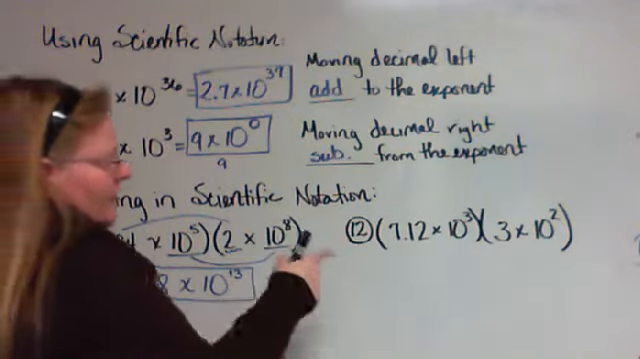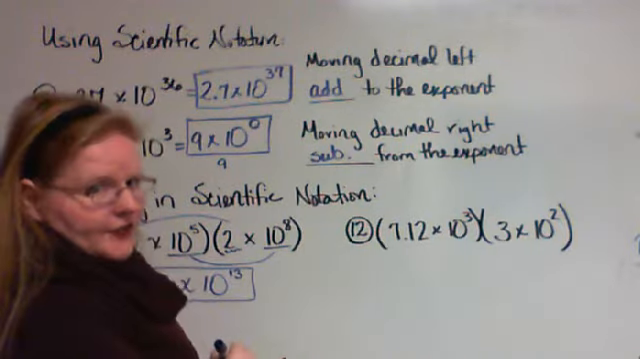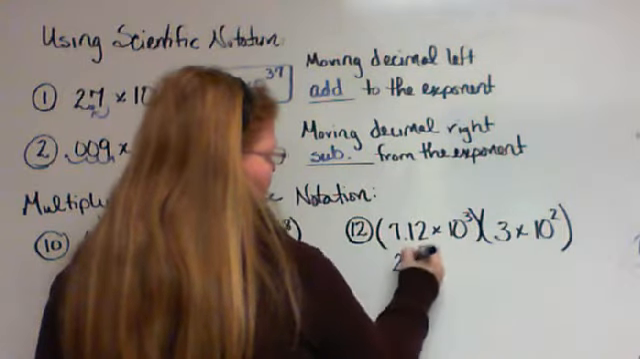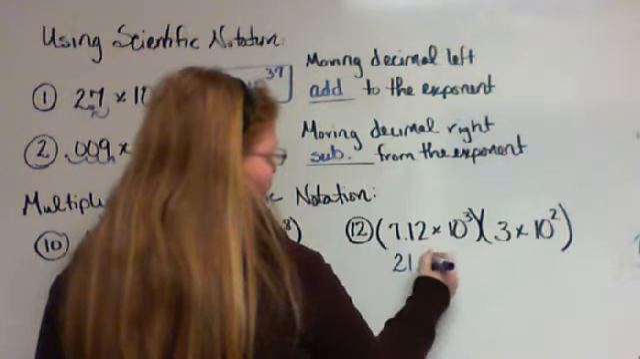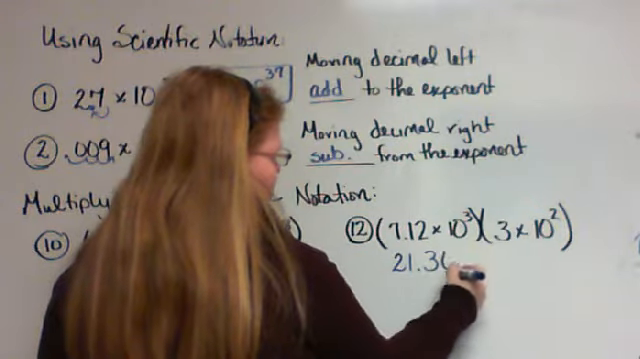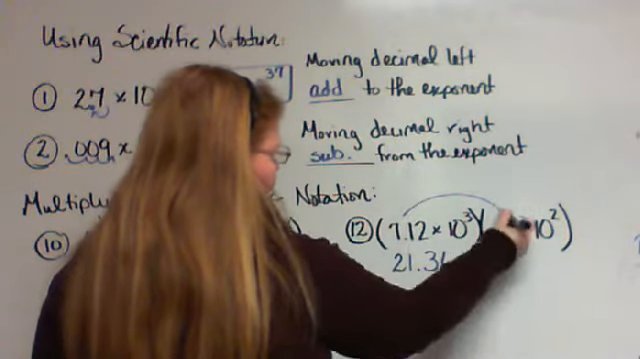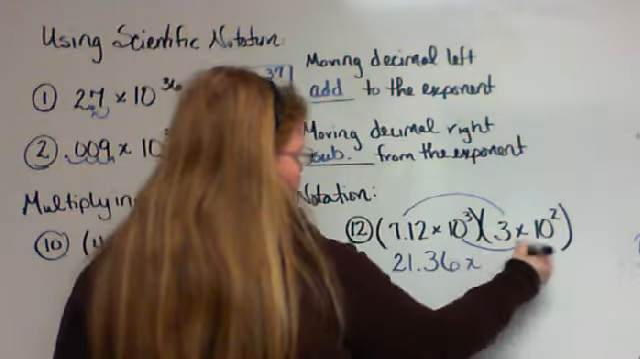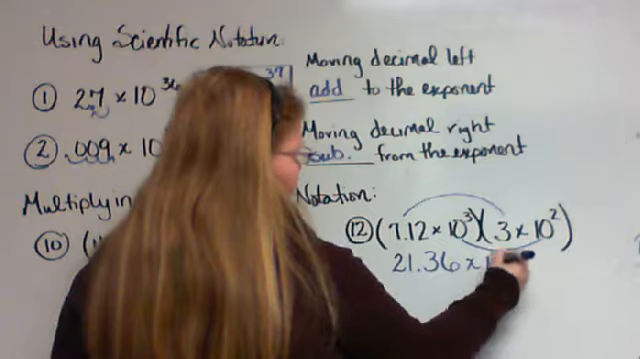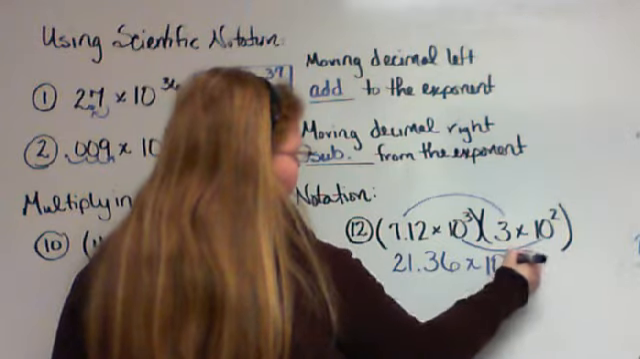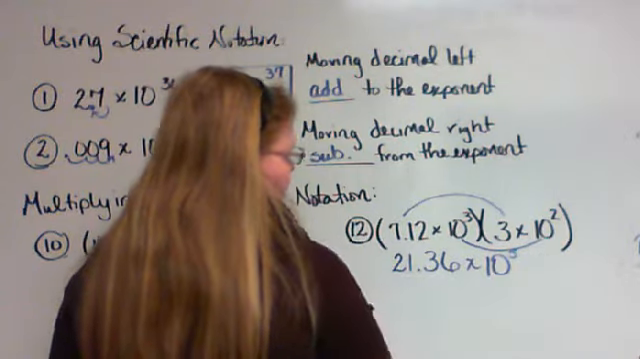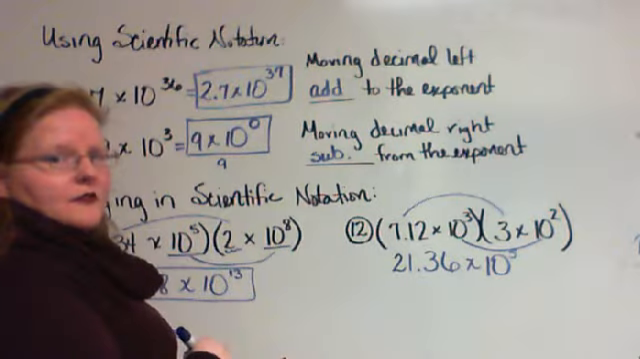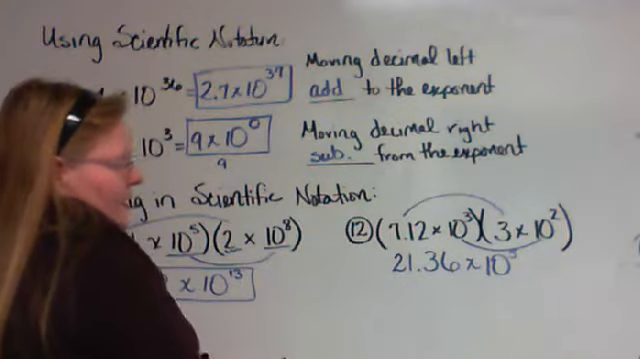When I come to number 12 over here, however, not so. So 3 times 7 is 21. 1 times 3 is 3. 3 times 2 is 6. So multiplying those two, we were all good. Then multiplying these two, I get 10 to the 5th power, because 3 plus 2 is 5. Only that's not proper scientific notation. So we have to make it proper scientific notation.